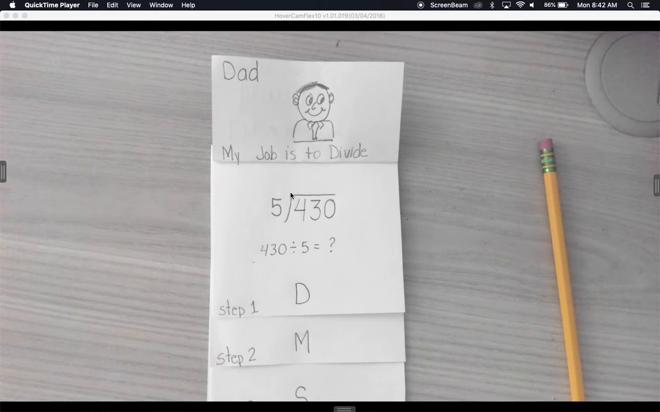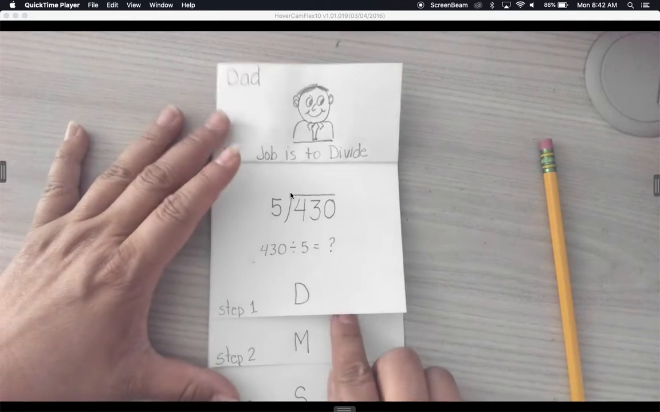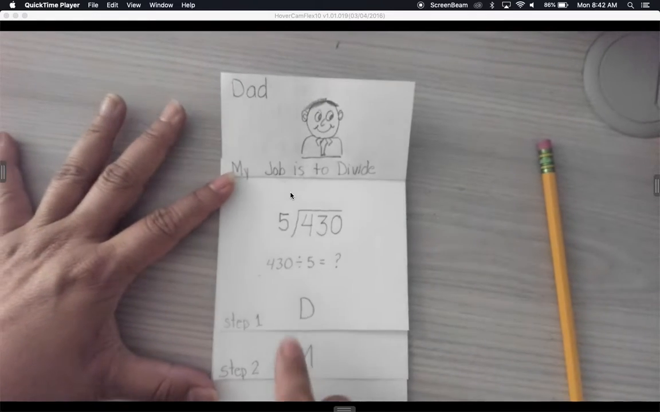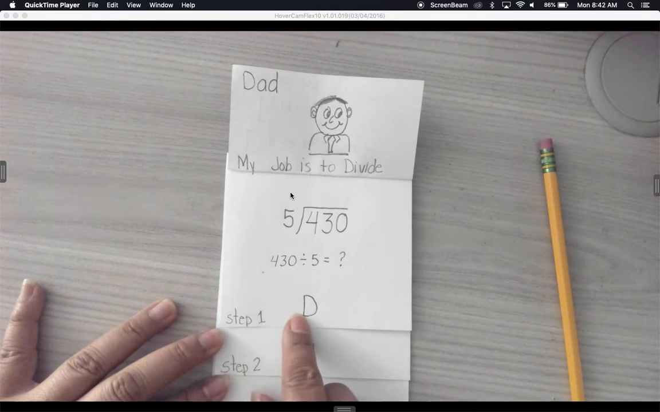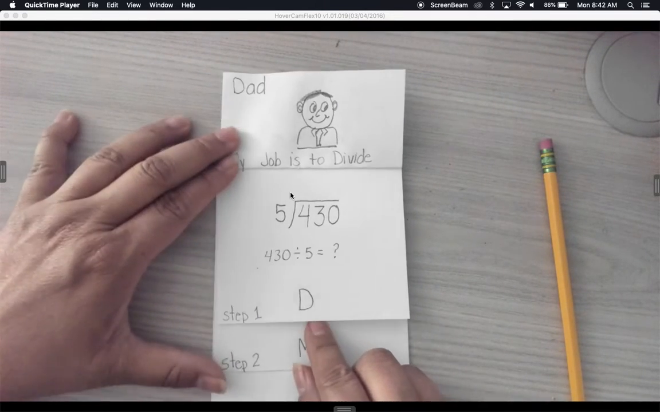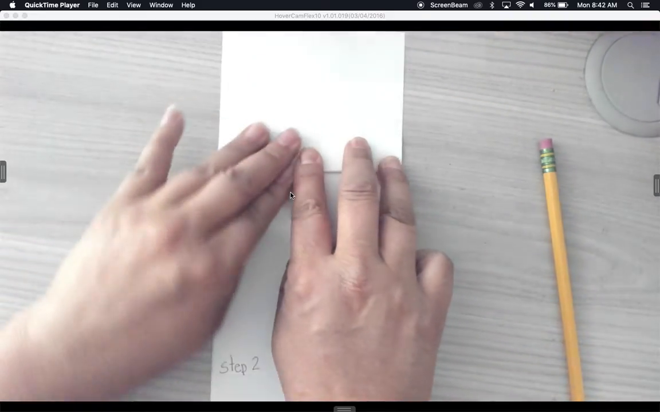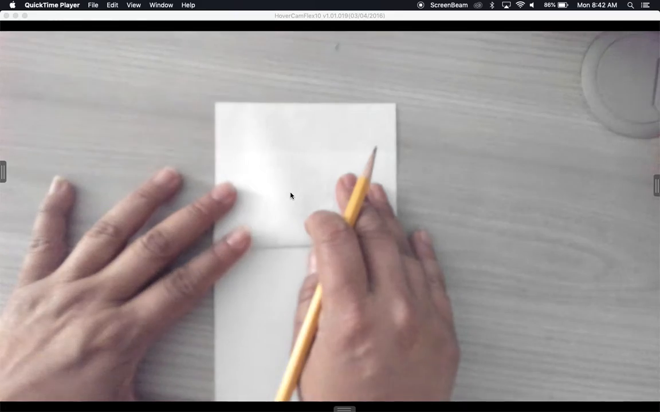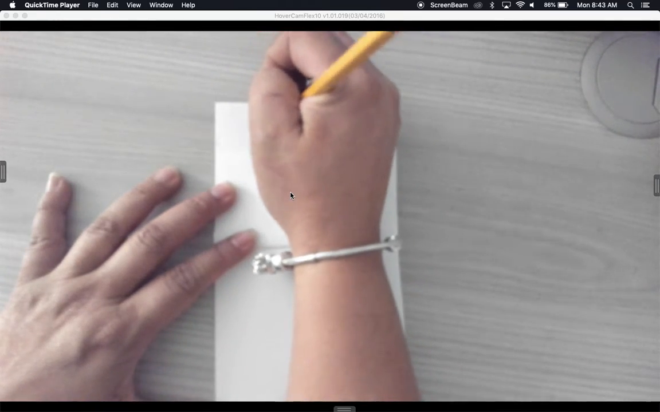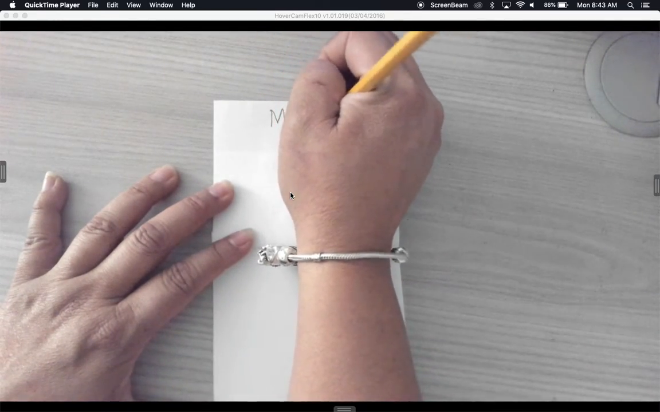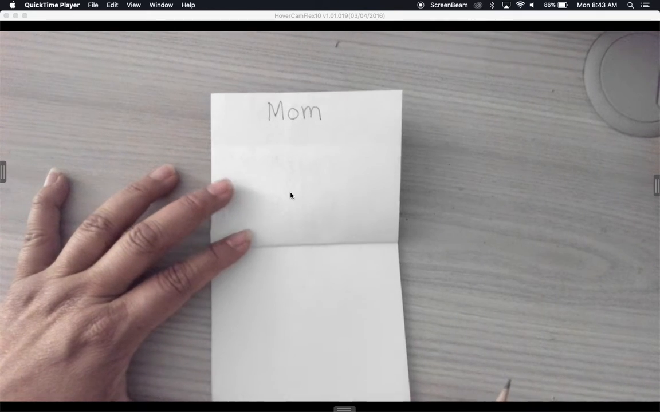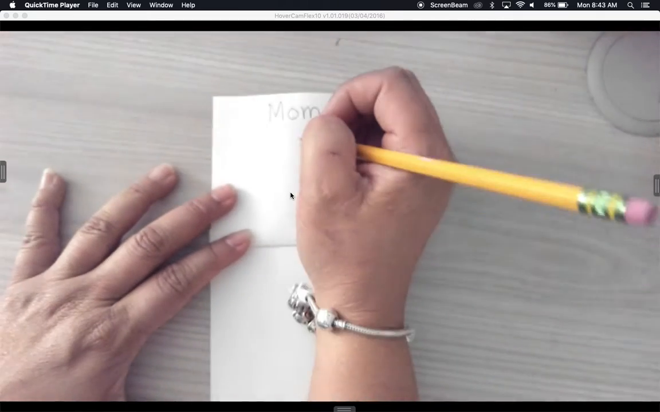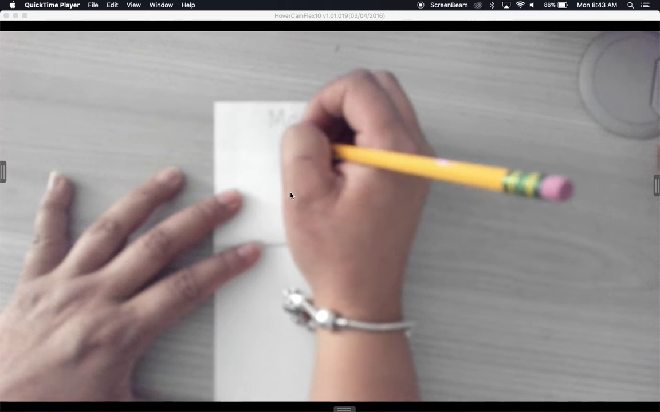All right, now we go on to the next one because Dad can't do everything by himself, right? That's why it's a family. So let's go on to the next one. Now we have who? Mom. Here we have Mom. And Mom's job is to, hold on.